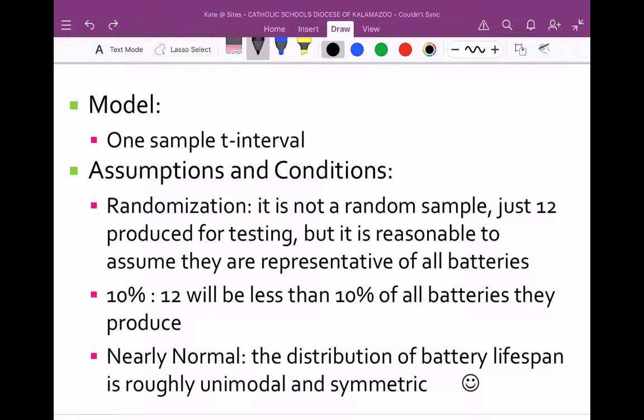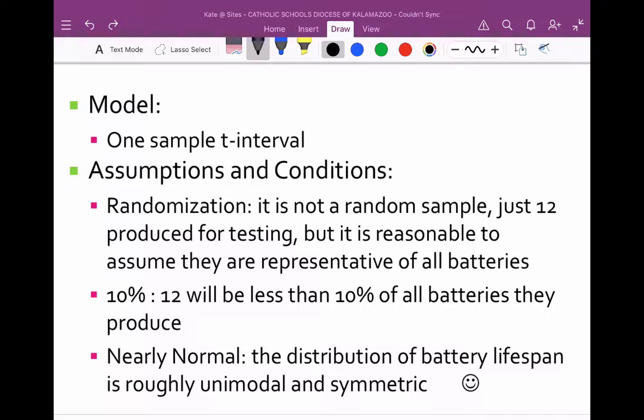For the assumptions and conditions, there are 3 of them. The first one is randomization, where this is not actually a random sample, because we're just testing the first 12 that they produced. But what we can say is that it is reasonable to assume that they are representative of all batteries. Then we have the 10% condition. And again here, we don't really know what the overall population is, but I would imagine that 12 is less than 10% of all the batteries that they're going to produce.